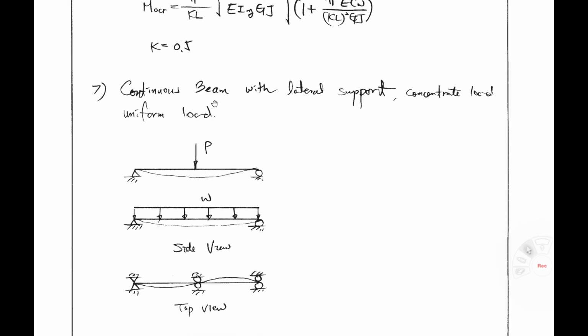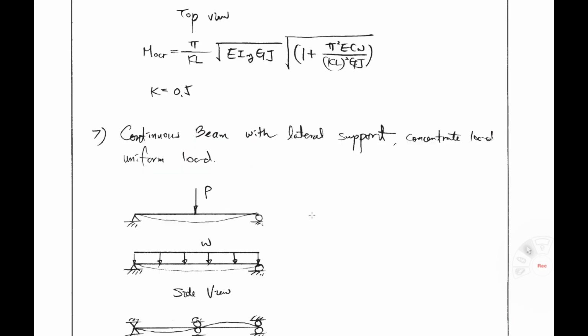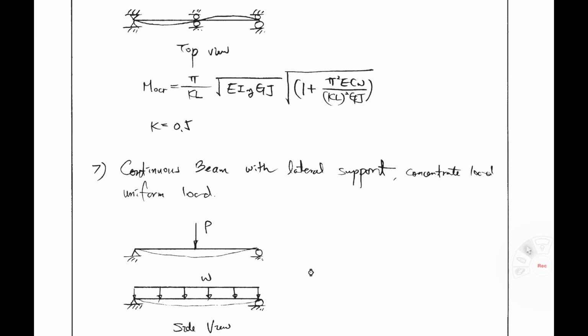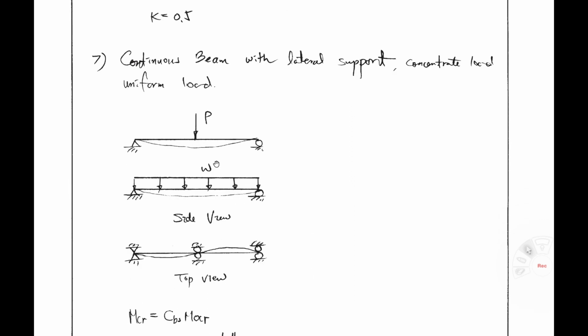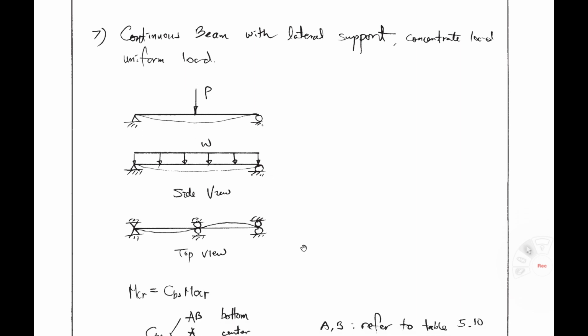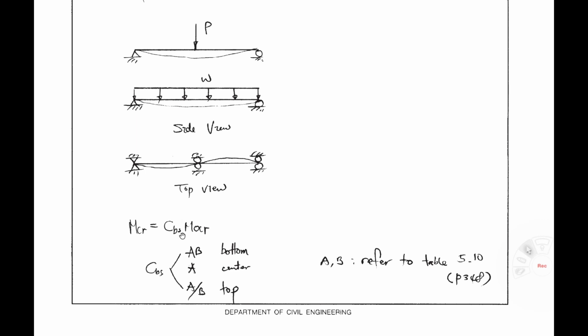Now let's look at the continuous beam with lateral support with concentrated load, uniform load. This case is end moment. This case is lateral load at the span. So here, the side view is this one, simply supported case. Top view is you have lateral support at both ends and mid length. In that case, your MCR equal CBS MOCR. You know MOCR? Then what is CBS? CBS is A times B for bottom, A for center, A divided by B for top. So CBS considers the boundary condition regarding lateral torsional buckling and moment gradient. A and B can be found in table 5.10, this one. In the distributed case, this is A, this is B. Concentric load case, this is A, B equal 1. Top view is this one.